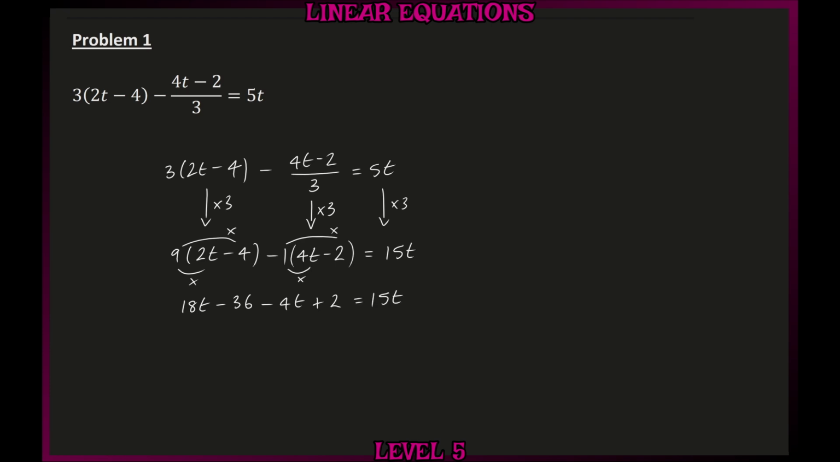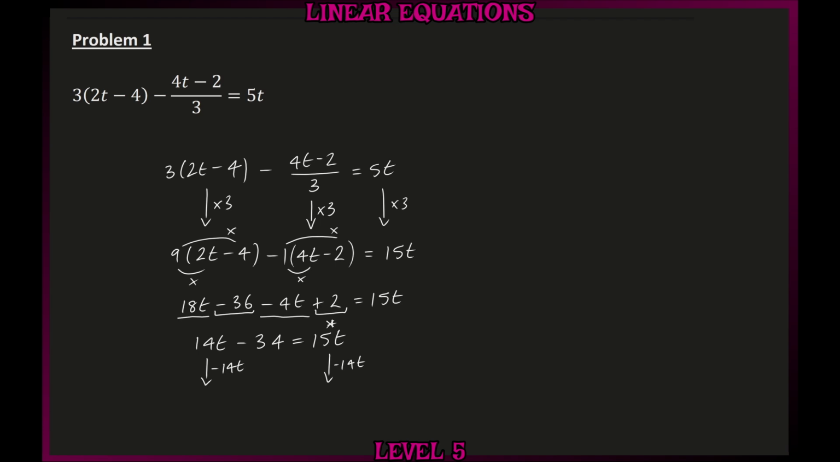Now staying on the left hand side, we can simplify some of the terms by collecting the like terms together. So we have 18t minus 4t gives us 14t, and minus 36 plus 2 is minus 34, and this is still equal to 15t. Now we have t's on both sides of the equation, so we're going to keep them on the side where we start with the most, which is the right. And this means we need to remove the 14t from the left, so we can subtract 14t from the left and do the same on the right.